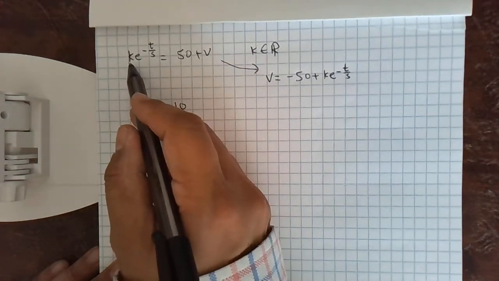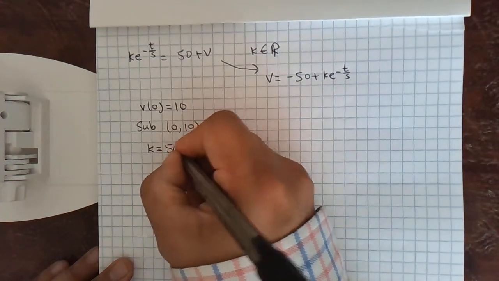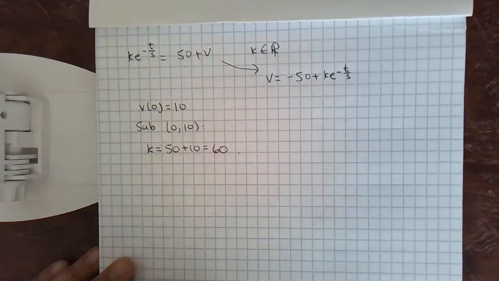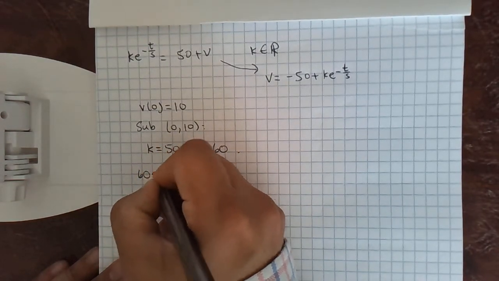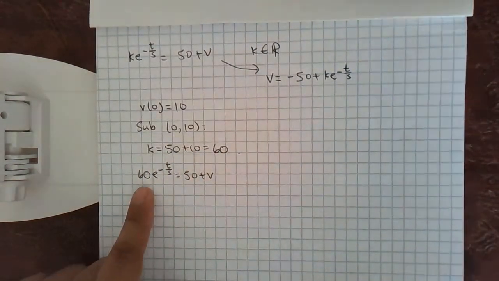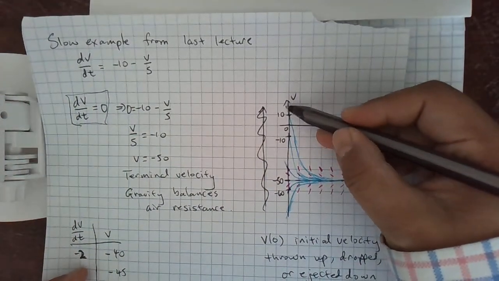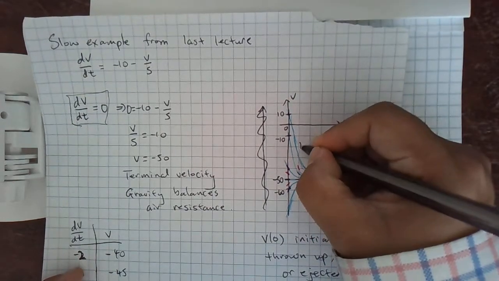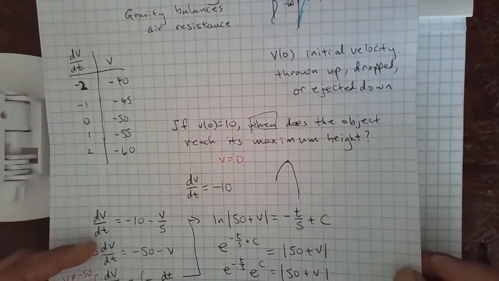And on the left side, I get k times e to the 0. E to the 0 is 1, so I just get k equals 50 plus 10. So k is 60. So now I'm forced to have k equal 60. So 60 e to the negative t over 5 is 50 plus v. I'm on a specific solution curve. In fact, I'm on this one, v of 0 equals 10. This is that curve graphed for k equals 60. Okay, and then what was the question?